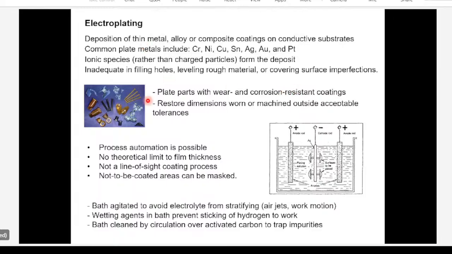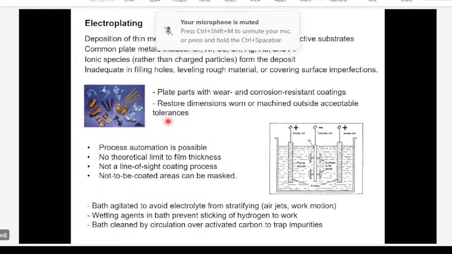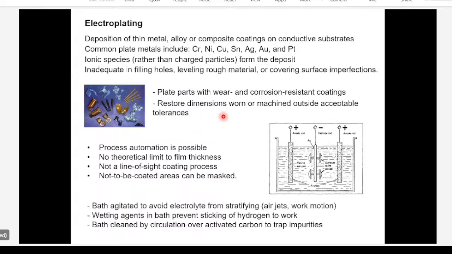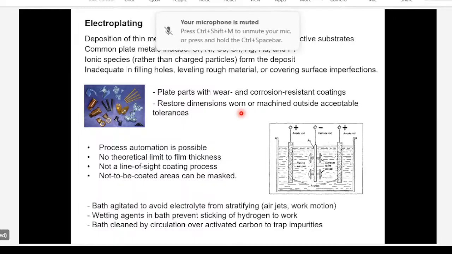And in electroplating, you are depositing very, very thin films. So covering surface imperfection could be difficult. Unless you have a very thick deposit, the surface imperfections may not be completely hidden. So why do we electroplate? Well, parts have to be electroplated with wear and corrosion resistant coatings, or electroplating is done also to restore dimensions of parts that have been worn or machined outside the acceptable tolerances.